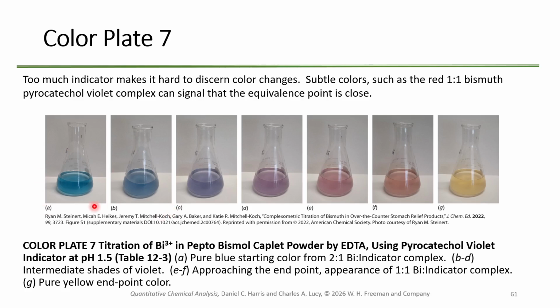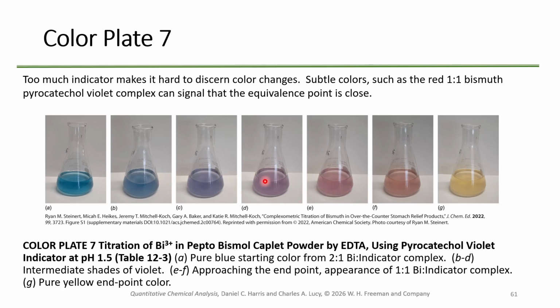So this right here is a titration of Bi3+ in Pepto-Bismol caplet powder by EDTA. This is using the pyrocatechol violet indicator, at pH 1.9. And you can see here we get a very nice pure purple starting color, and as we go along we get the intermediate shades of violet.